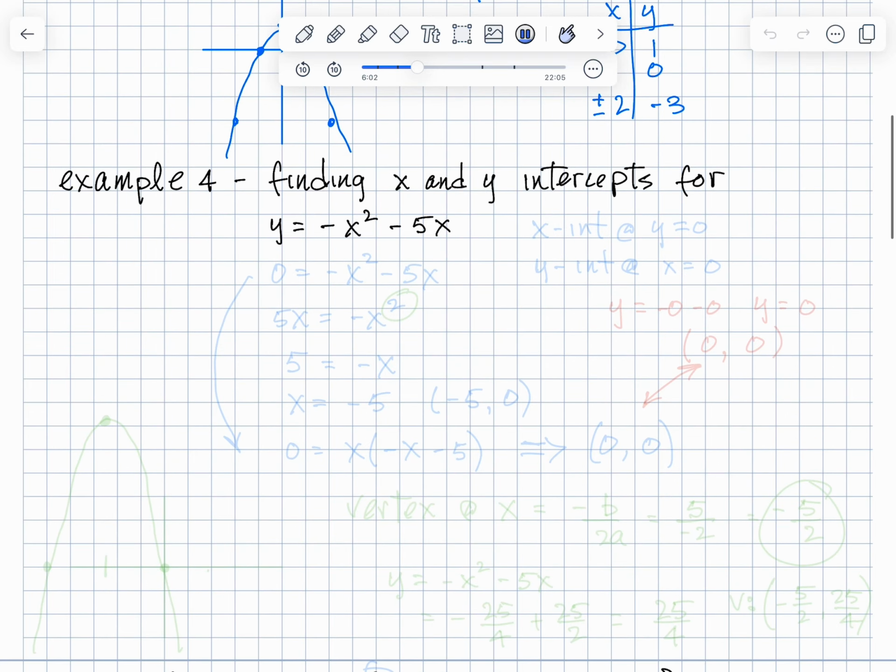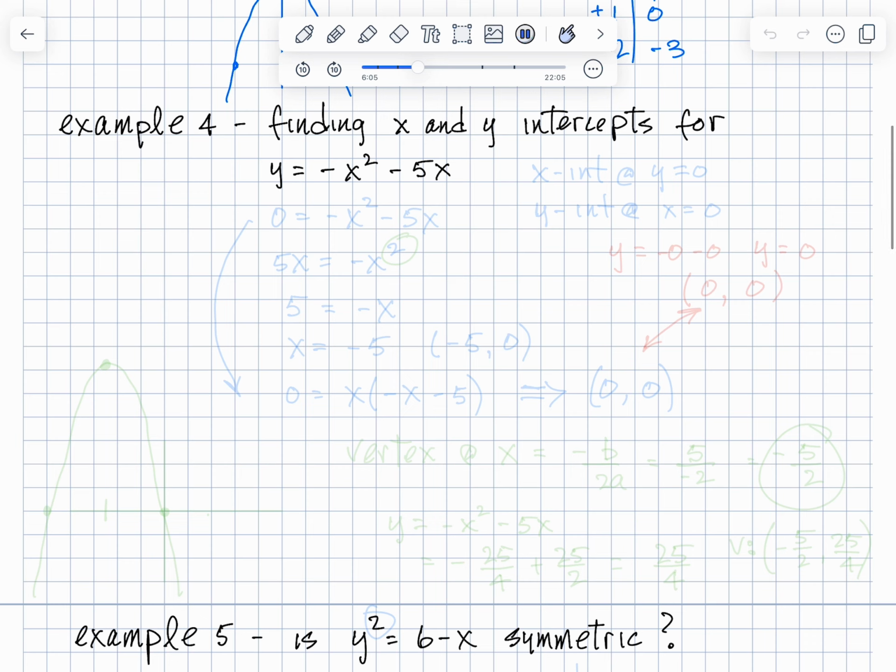Okay, example 4, finding x and y intercepts for the equation y equals negative x squared minus 5x. Okay, so we know that we're going to have an x-intercept at y equals 0. And we know we're going to have a y-intercept at x equals 0. So let's set y equals 0 and find the x-intercepts. So 0 equals negative x squared minus 5x.